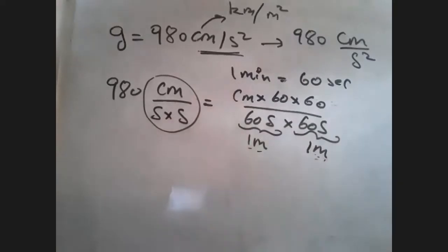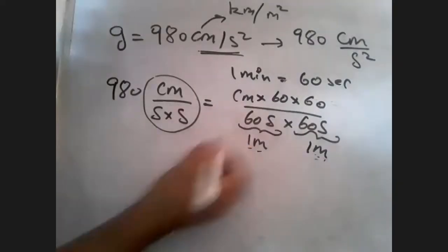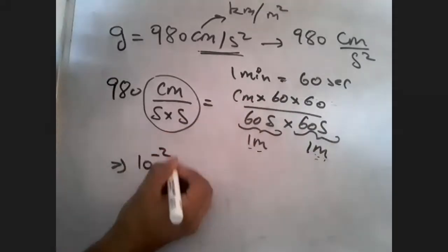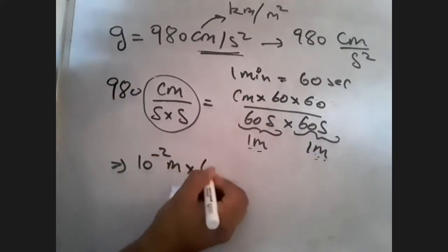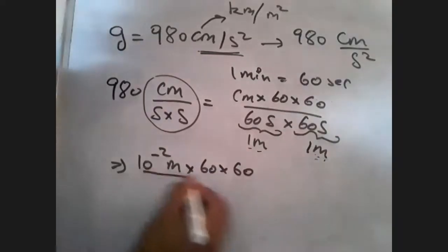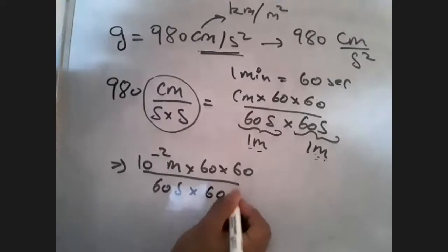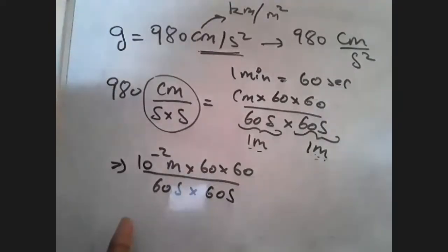Don't do the calculation, just substitute it. Instead of centimeters, I will write 10 raised to minus 2 meters into 60 upon 60 seconds into 60 seconds. No problem writing it like this. But anyways, what was this?